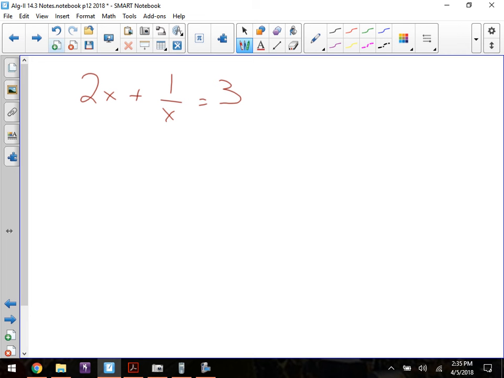Wait. Multiply everything by x, right? If you multiply by x, what happens? You get rid of the denominator. So you get 2x squared plus 1 minus 3x is 0. Okay? What would you do here then? Exactly.